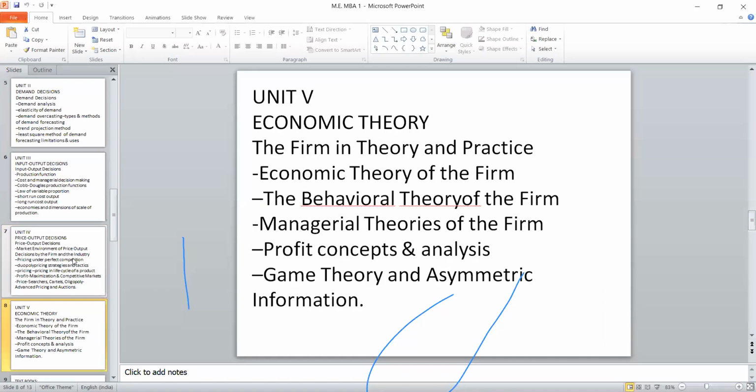And in the last unit, we are going to study the economic theories related to business practices. There are three different theories. One is basic economic theories.